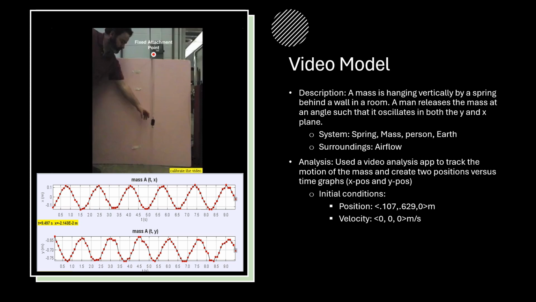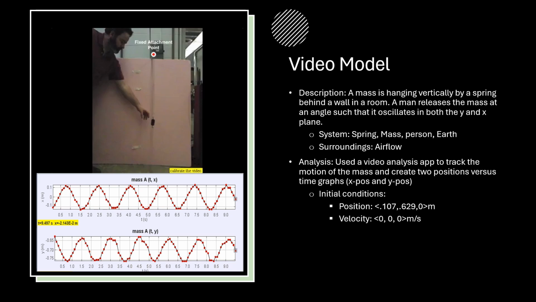In the video, a mass is hanging vertically by a spring behind a wall in a room. A man releases the mass at an angle such that it oscillates in both the y and x plane. The system in this video is the spring, the mass, the person, and the earth. The surroundings would be the airflow.